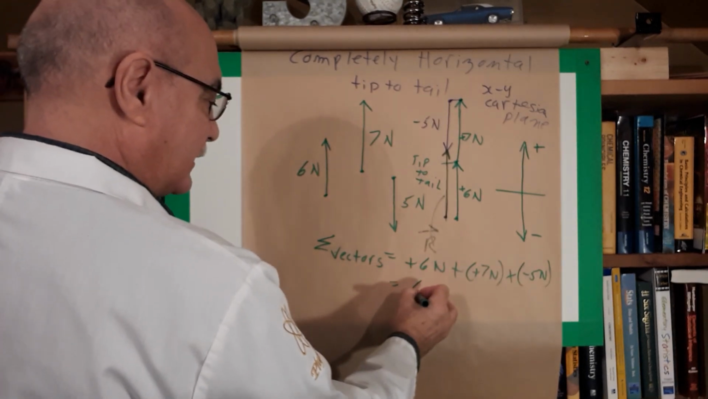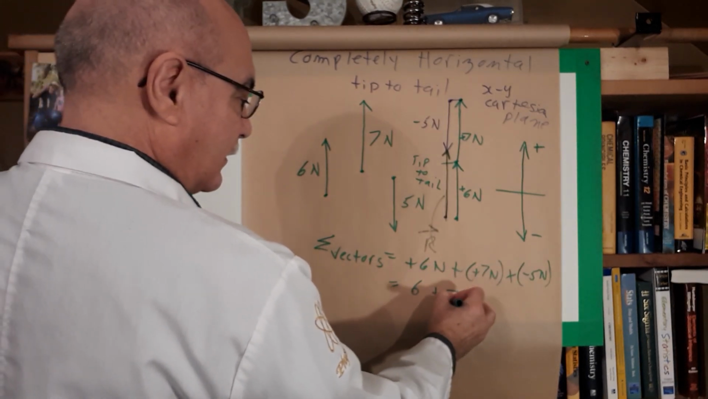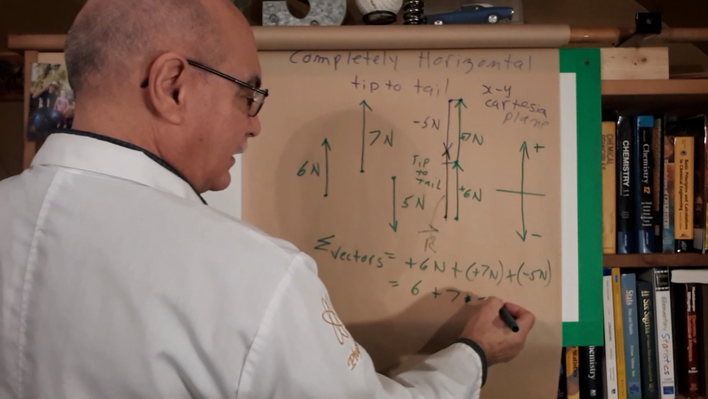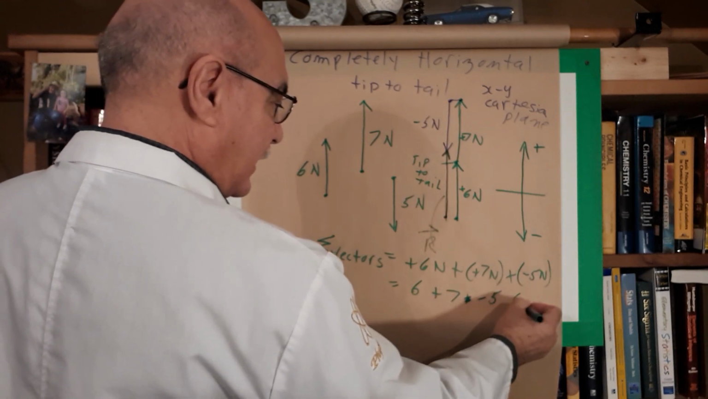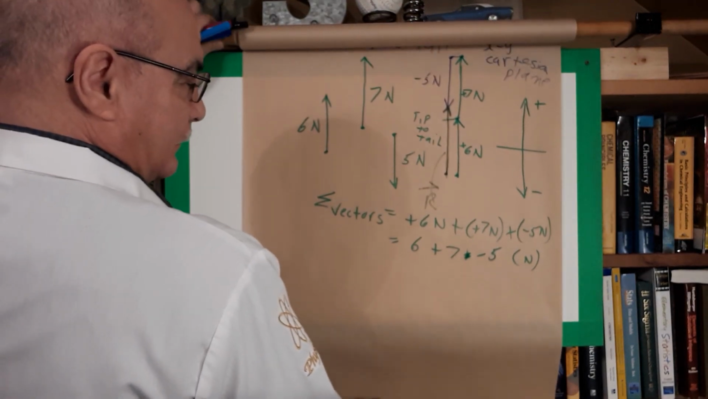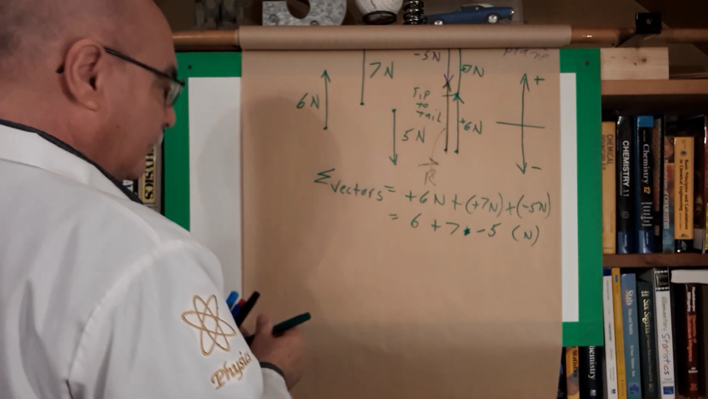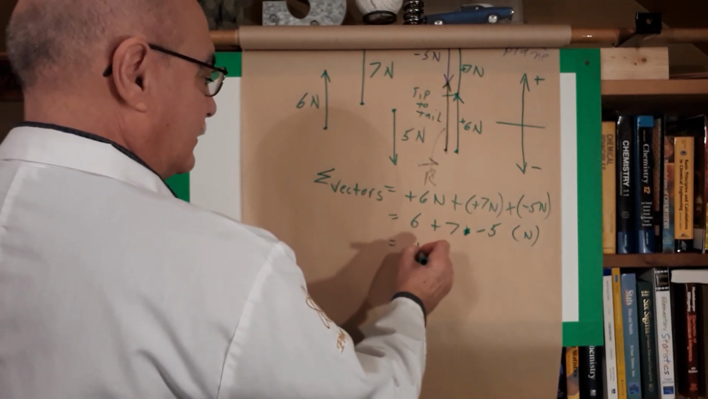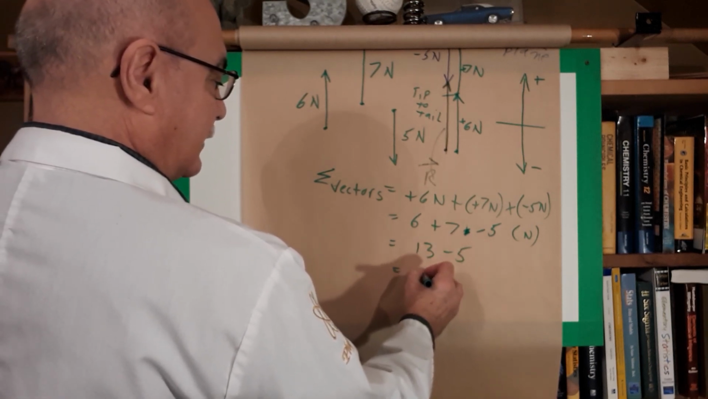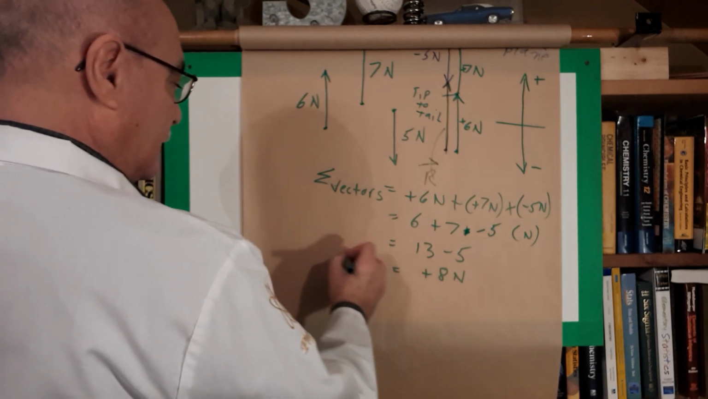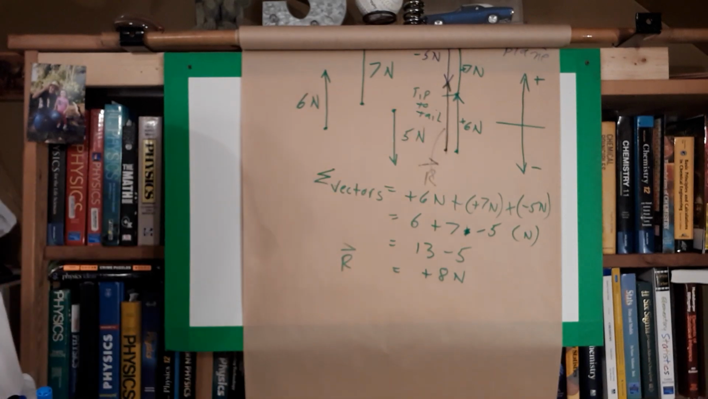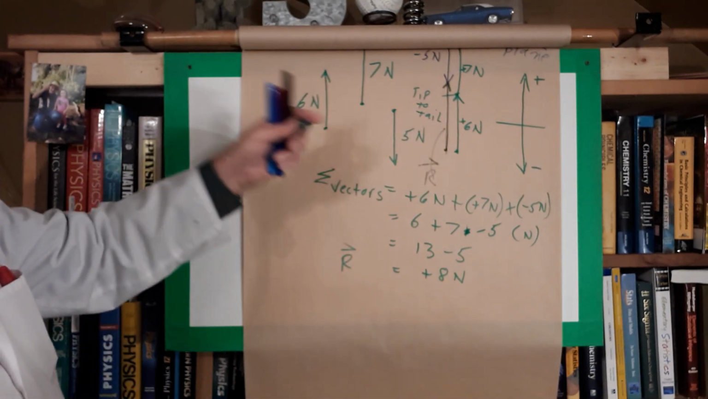So doing the algebra, we have 6 newtons plus 7 newtons plus a minus 5, plus times a minus is minus 5. Everything here is in newtons. 6 plus 7 is 13, minus 5, and that brings us to plus 8. And that is the resultant vector, the answer to the summation of these 3 vectors, all vertical, all on the same plane, all going in a straight line.